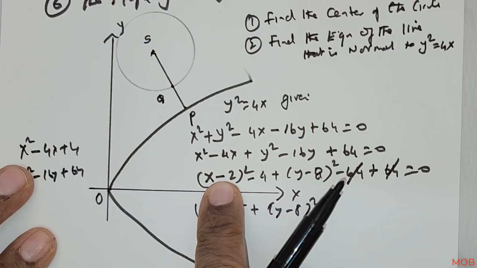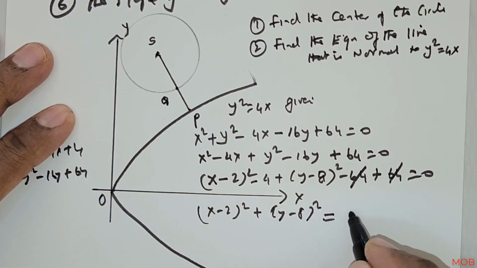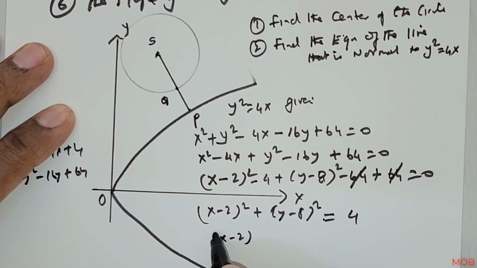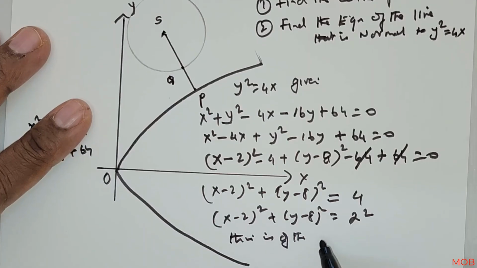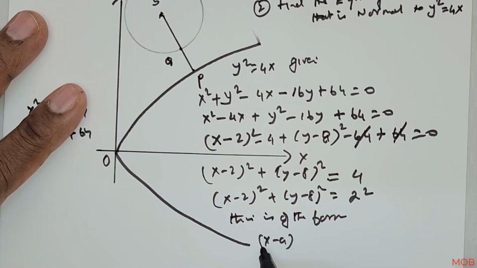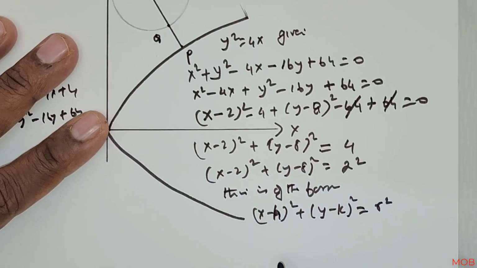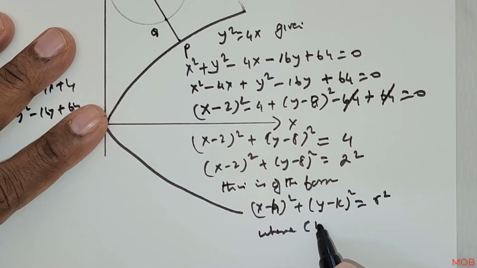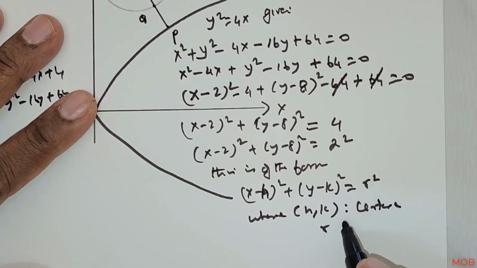Okay. So if 2 squared. So this can be further rewritten as (x − 2)² + (y − 8)² = 4. I'm going to write it as r squared. Now this is of the form (x − h)² + (y − k)² = r², where (h, k) is the center and r is the radius.